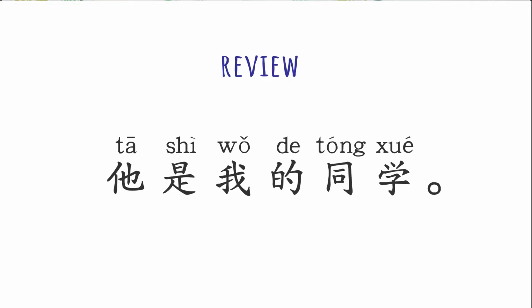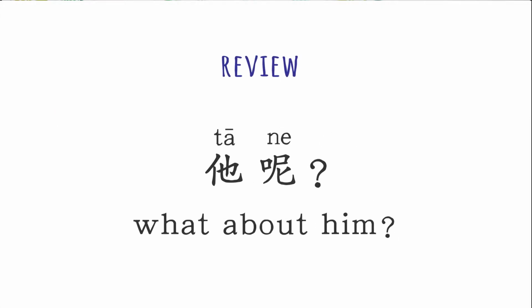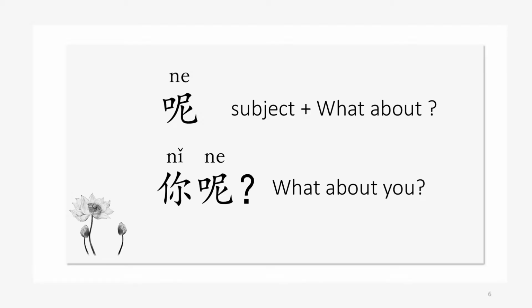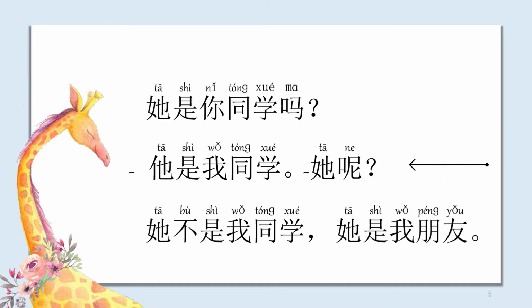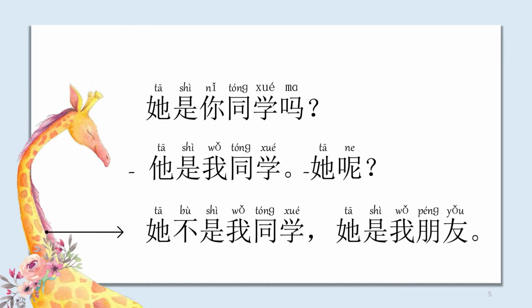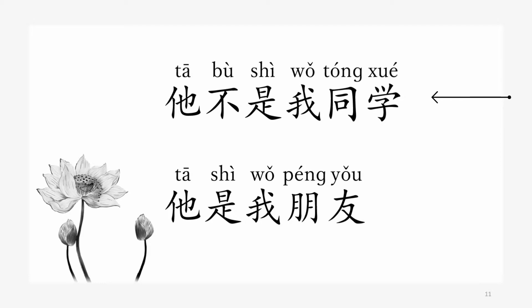And then, 他呢？So we have 呢 after a subject, that is to say what about this subject. In this case, 他呢？What about her? So, let's see the text. Now read it. 他是我同学。他呢？And then let's see the answer. 他不是我同学。他是我朋友。Okay, so let's check the last one here. 他不是我同学。She is not my classmate. 她是我朋友。She is my friend. Okay, very good.